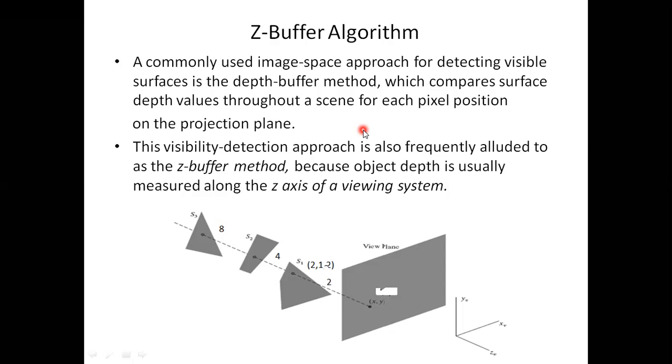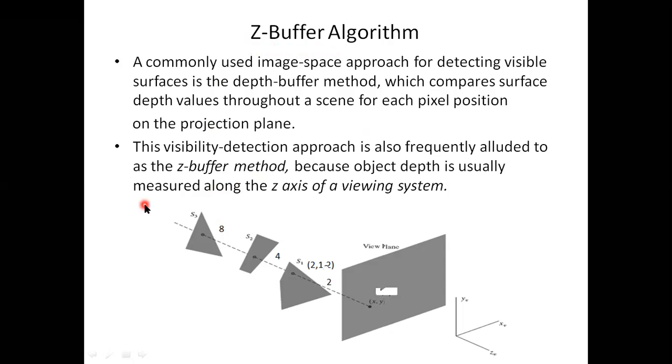What is the key technology used here? It is the value of the z axis. Z axis means depth. So that is how the name came for this, as Z buffer algorithm. Now let us see how this works.